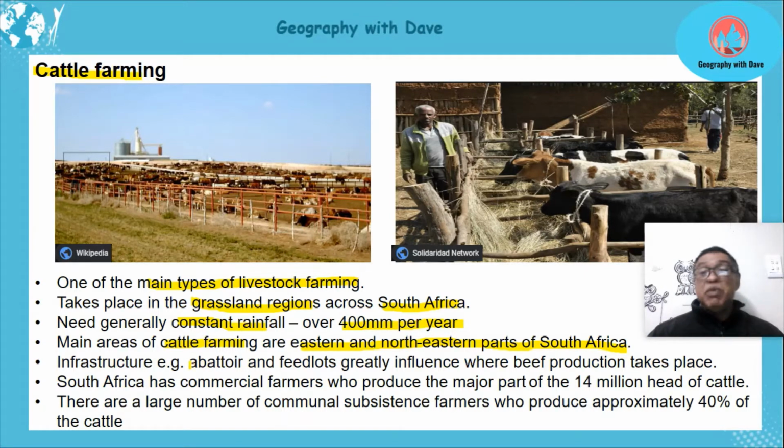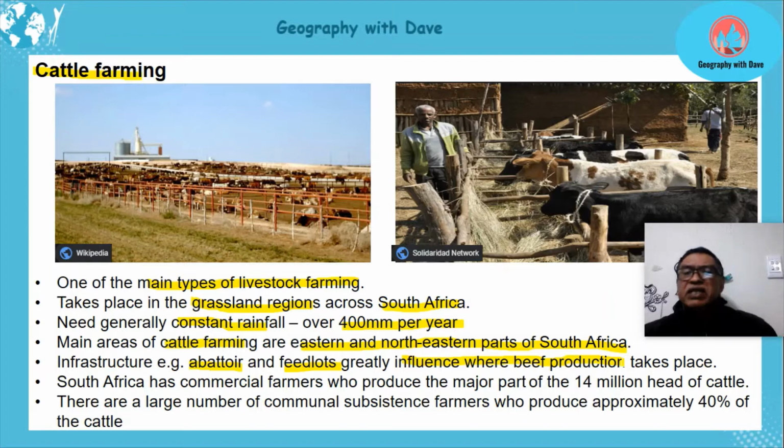Some of the infrastructure that we would need here is abattoirs and feedlots. And this greatly influences where beef production takes place. Remember, cattle are heavy. Try and lift one of them. They're heavy. So to transport over great distances is also a hassle and costly. So, abattoirs and also feedlots for the cattle.